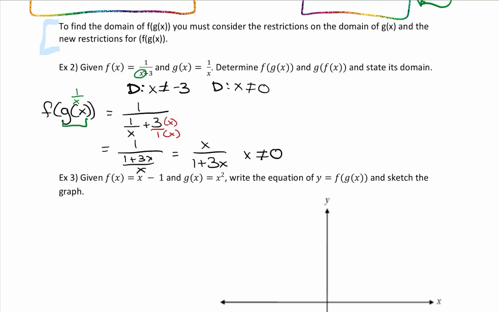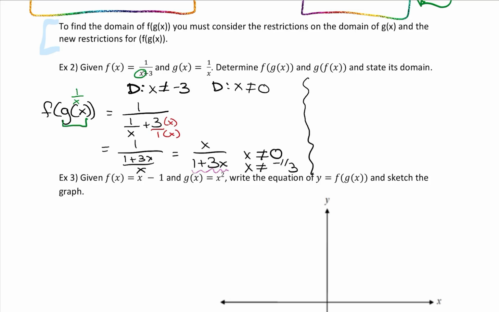However, what I want you to notice is that once we've simplified f of g of x, we've introduced a new restriction because our denominator is 1 plus 3x. So if we find the non-permissible value now, we're introducing a new non-permissible value. So x can also not equal negative 1/3. That's just found by finding the new non-permissible value based on your new function. So f of g of x equals x over 1 plus 3x, where x cannot equal 0, and x cannot equal negative 1/3.